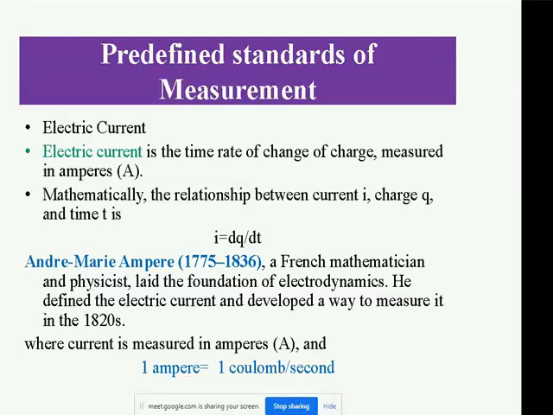So 1 ampere is equal to 1 coulomb per second. If 1 coulomb of charge flows through a conductor in a second, we say 1 ampere current will flow through it. And what is 1 coulomb? 1 coulomb means the amount of charge present here. So what is 1 coulomb of charge? 1 coulomb of charge means 6.24 into 10 to the power 18 number of electrons present here.